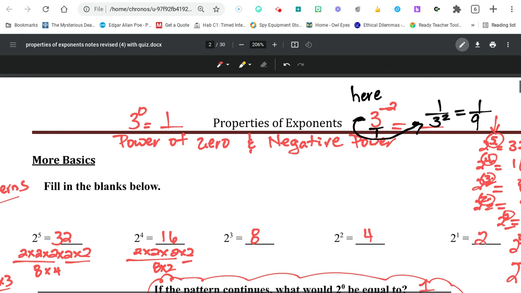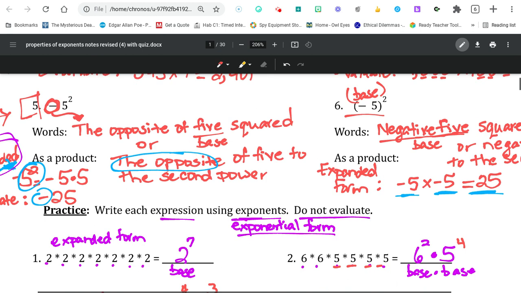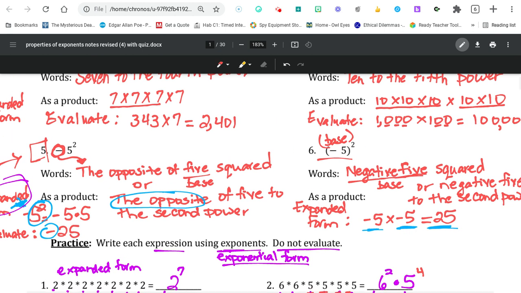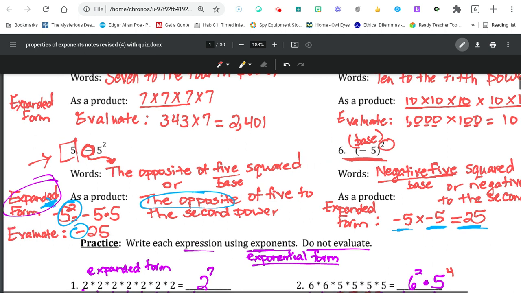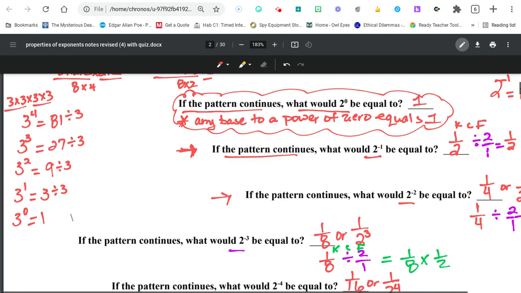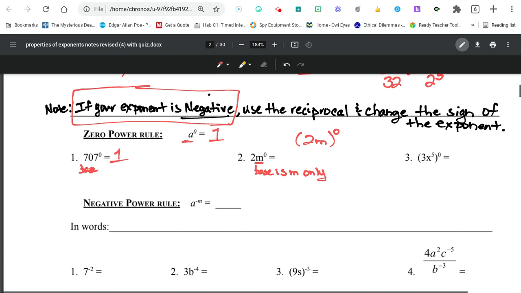That's just like when I go back to something like this. Here my entire base was -5. So all of -5 should have been squared. Here my base was only 5 because it wasn't in parentheses. Okay, so here your base is only m because the entire 2m is not in parentheses. So I'm only going to change m to 1.